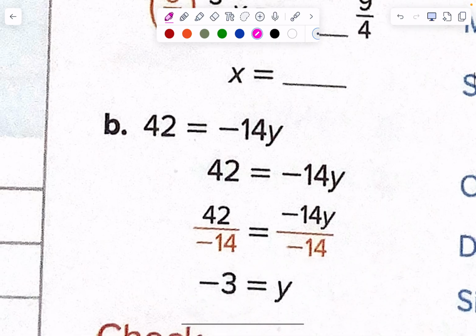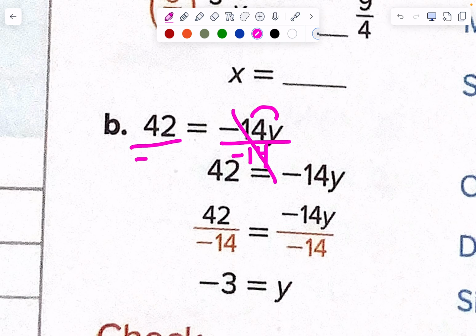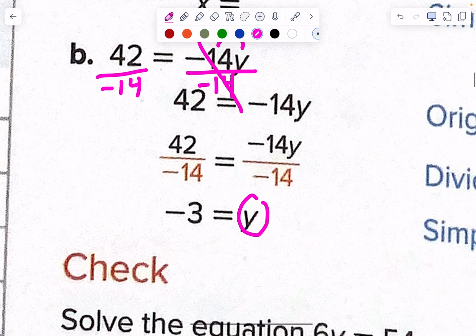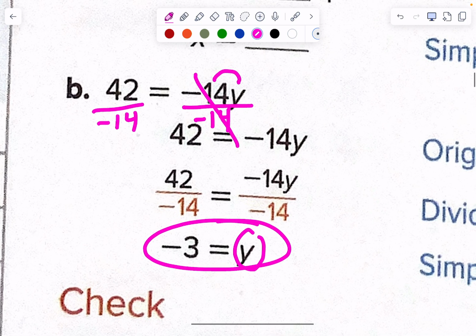Now I want to get y by itself. The y and the 14 are being multiplied, right? So I'm going to divide, but what are you dividing by? -14. The negative and the 14 go together. So you're dividing by -14. So y is left here. What's 42 divided by -14? -3. The negative goes with the 14. Do we see how that works?